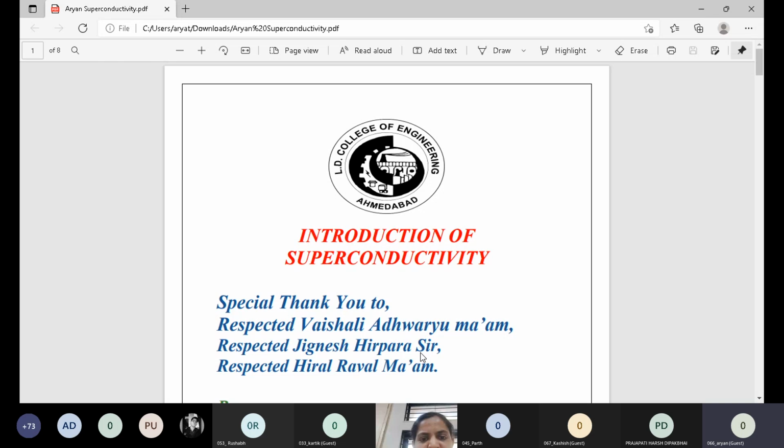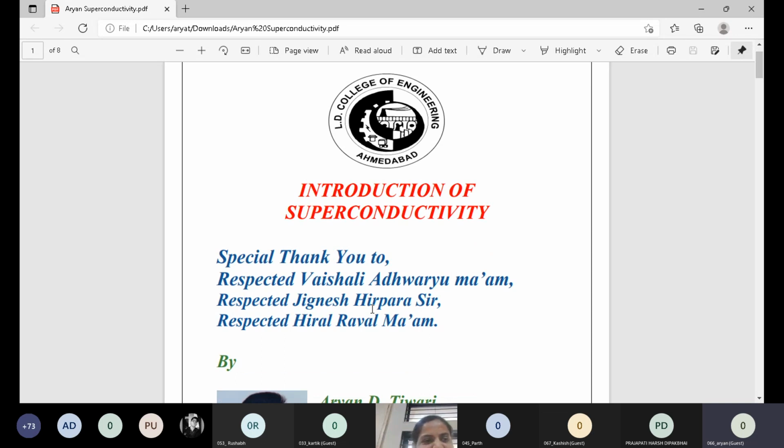So friends, first of all, I'm showing the logo of the LD College of Engineering. I don't need to tell you what it is. It is the greatest institute of Gujarat, and in my opinion, it is the greatest in the world. I'm very lucky to be a part of it, and we all are lucky to be a part of it.